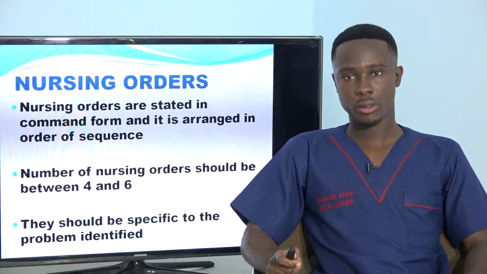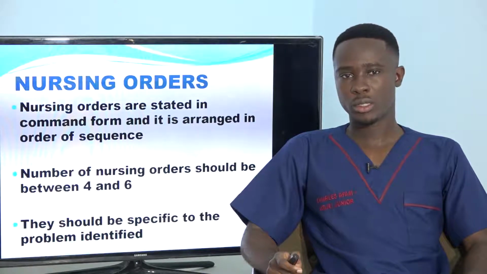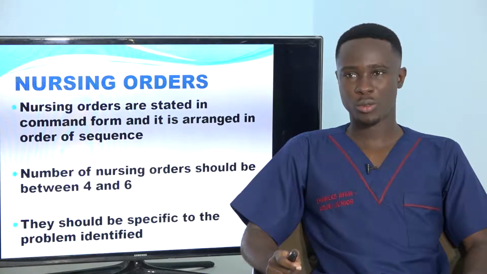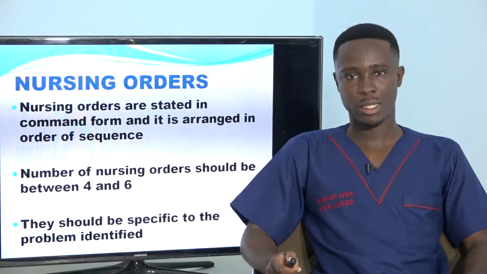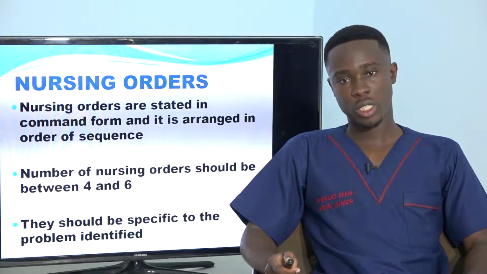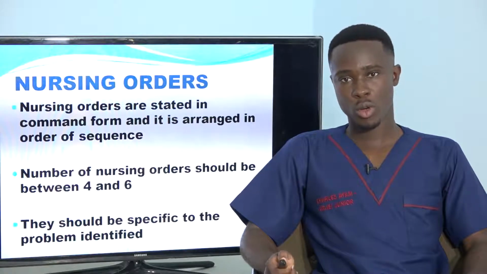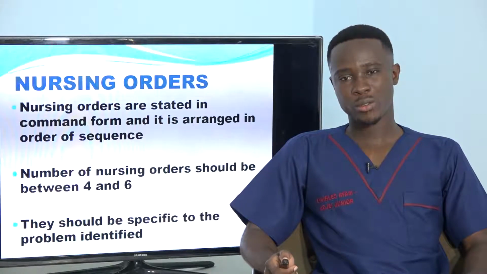Nursing orders are stated in command form, and are arranged in order of sequence. So what we mean is your nursing orders should follow a sequence. I will be giving you an example of what I mean in my next slide. And the number of nursing orders should be between 4 and 5. So at least you should have 4 nursing orders or 4 commands.